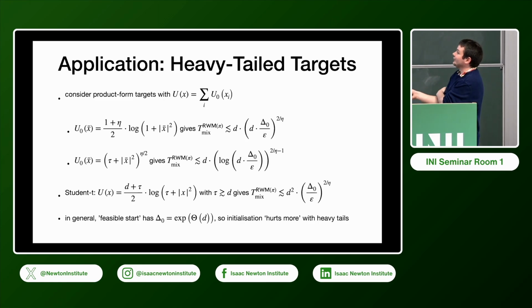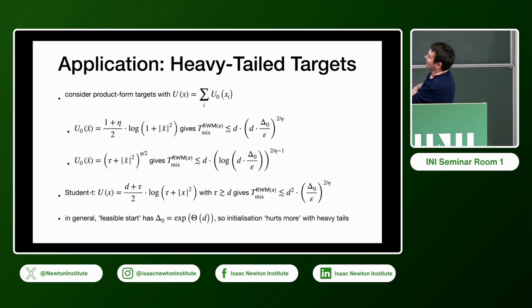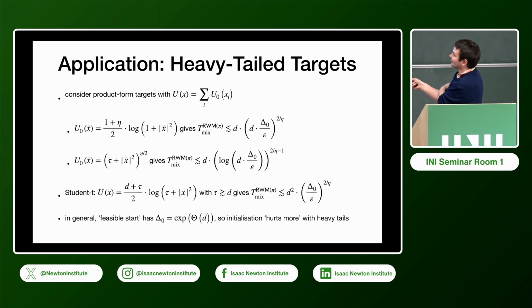For the genuine Student t case here, with tau being taken large enough, you get a mixing time that is quadratic with the dimension, again times this factor here, which depending on the size of eta will be subdominant or very important, right?